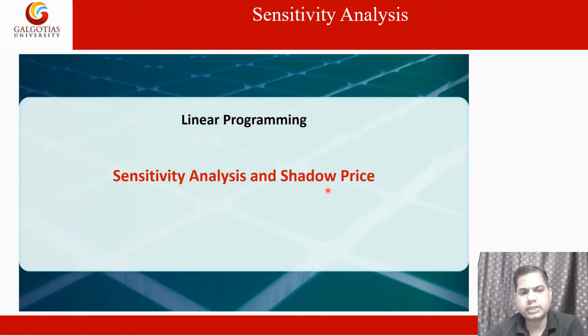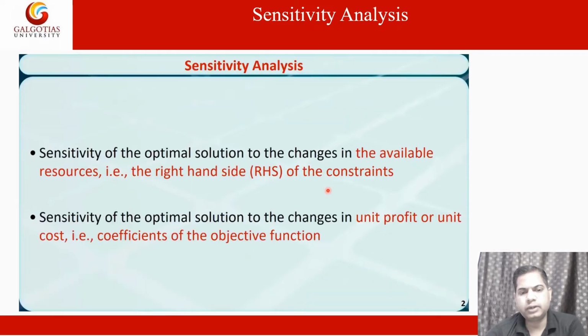So in sensitivity analysis, we have to see how our optimal solution changes, and it is used to answer two types of questions. The first one is, how do the changes in the available resources affect the optimal solution? The available resources are represented by the right-hand side in the constraints. The second one is, how do the changes in the unit profit or unit cost affect the optimal solution? The unit profit or unit cost are represented by the coefficients in the objective function.